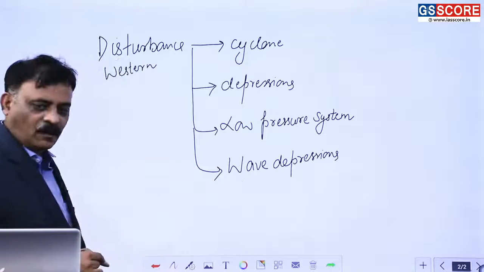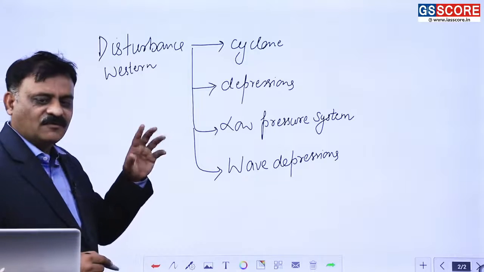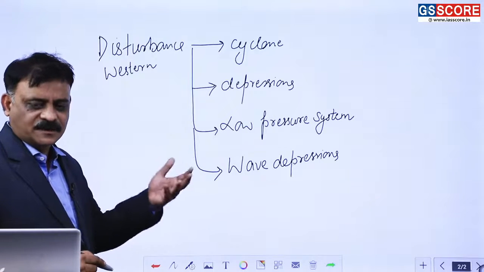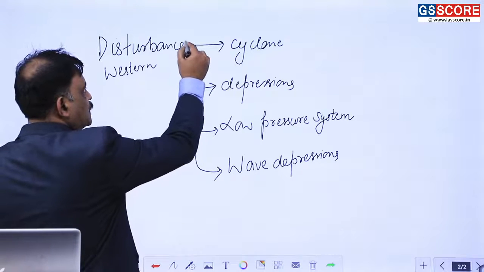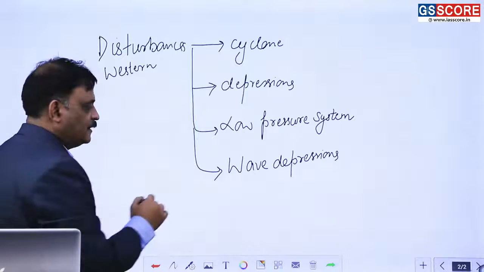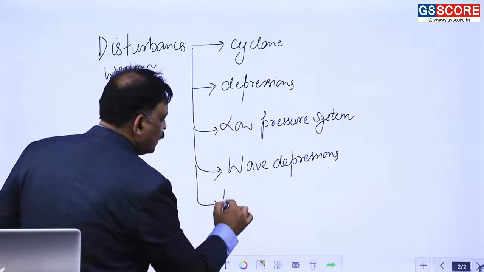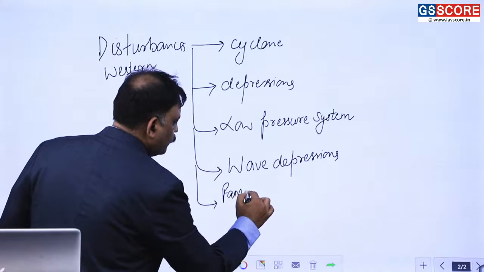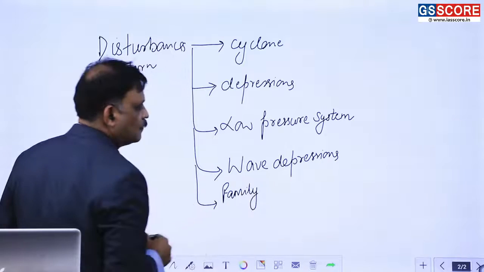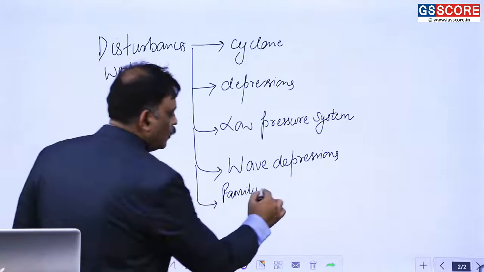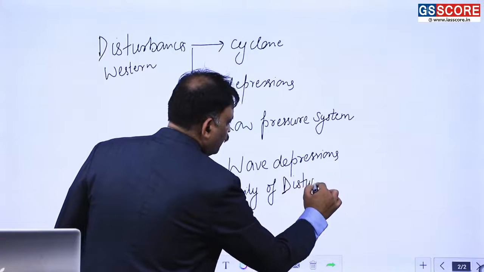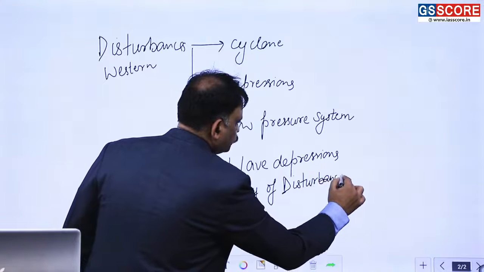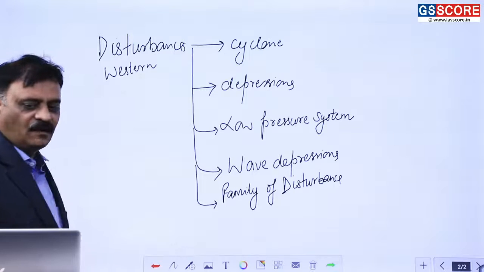Okay, and always remember that this is not one disturbance which comes. This is not a single disturbance which comes. You can call it disturbances, and these disturbances come in a family, or you can call them a family of disturbances.